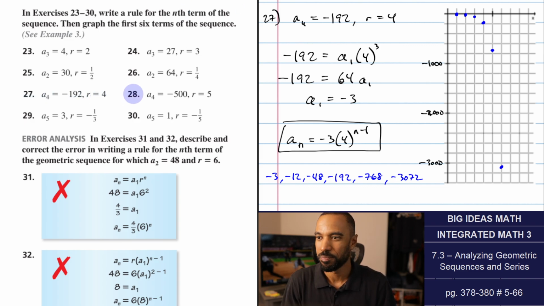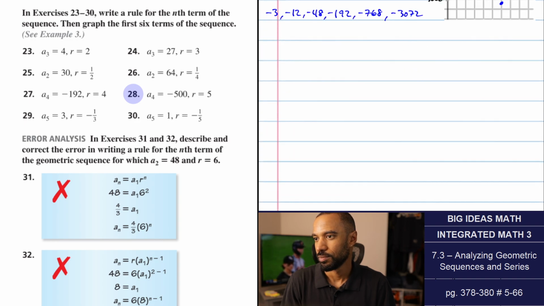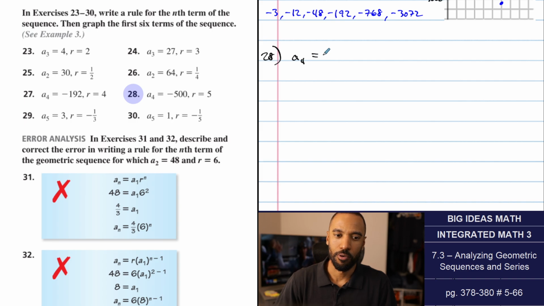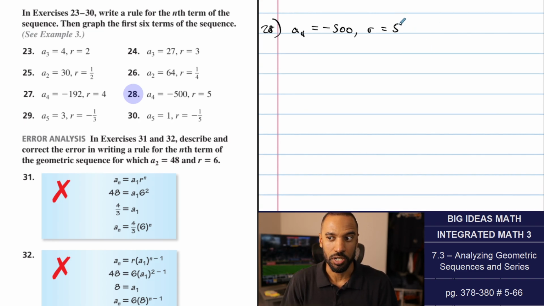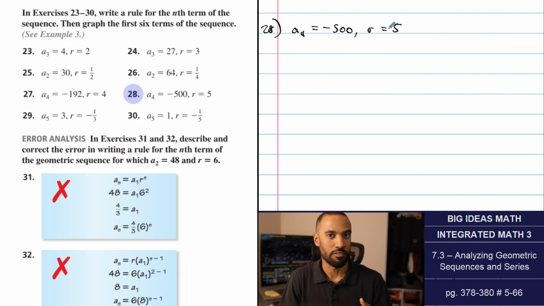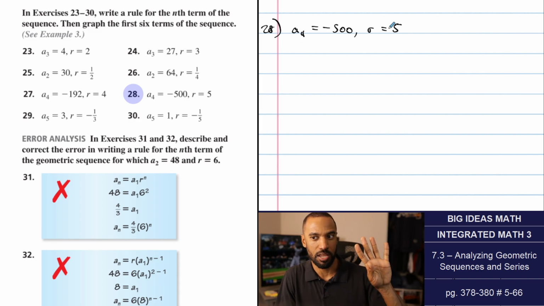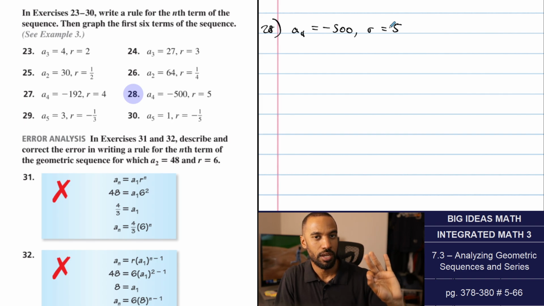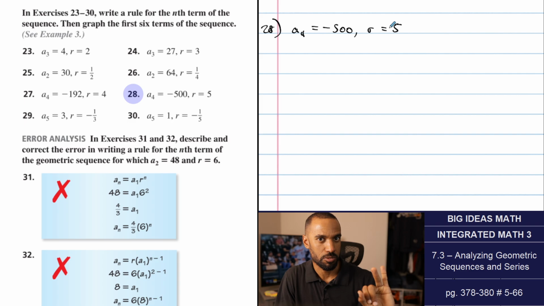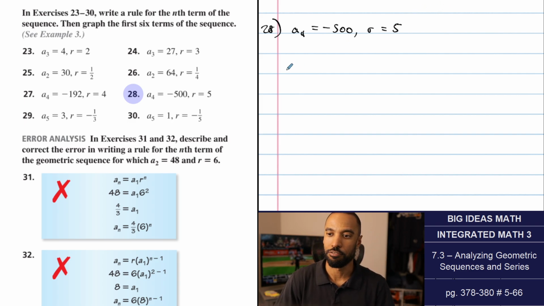Number 28. A sub 4 is negative 500, and R is 5. Once again, this is an easier division. If we're multiplying by 5 as we increase, we divide as we decrease. Check this out. 4th term is negative 500, right? Divide by 5 to the 3rd term. That's negative 100. Divide by 5 to get 2nd term is negative 20. Divide by 5 to get the 1st term is negative 4.